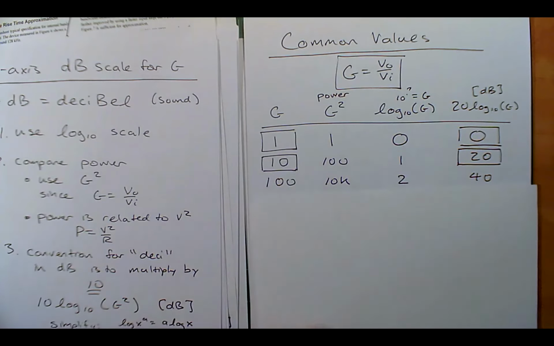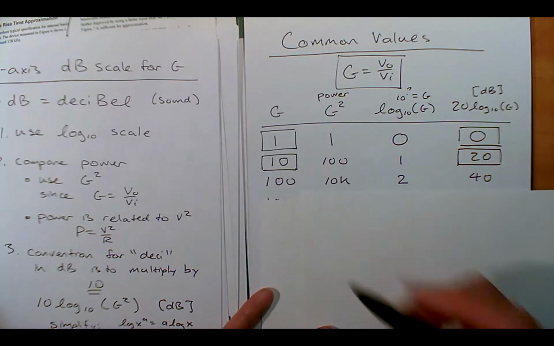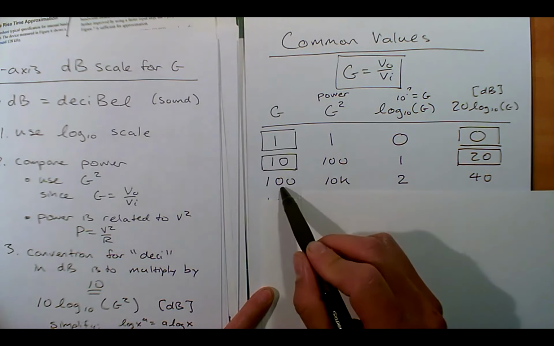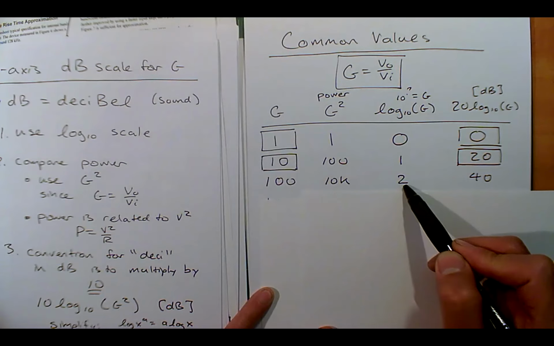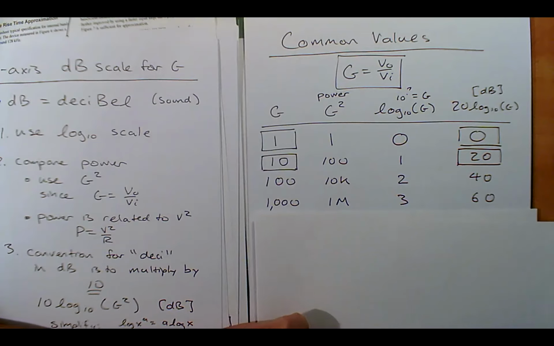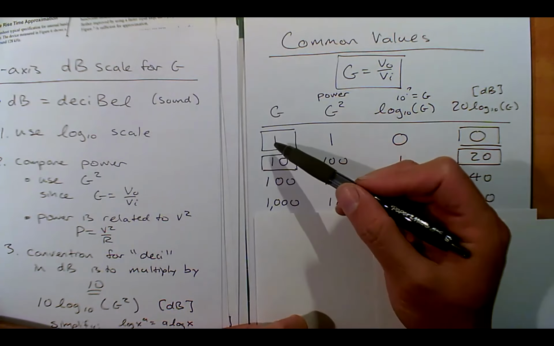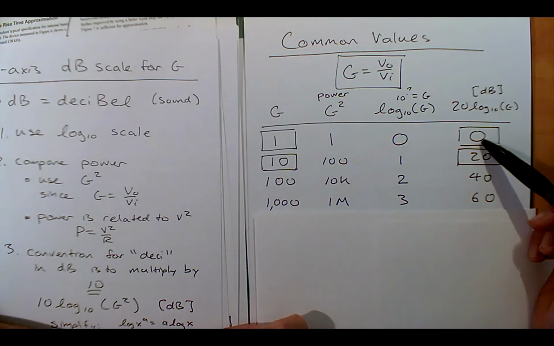If you have G is 100, then G squared is 10,000. And then you go to here, 10 to the what equals 100? Well, that's 2. Good. And then 2 times 20 is 40. Easy. What about 1,000? Well, 1,000 times 1,000 is a million. What do we go here? 3. And then 60. Okay, so I think you're seeing a pattern here. 1, 10, 100, 1,000, 0, 1, 2, 3. Easy. And 0, 20, 40, 60.